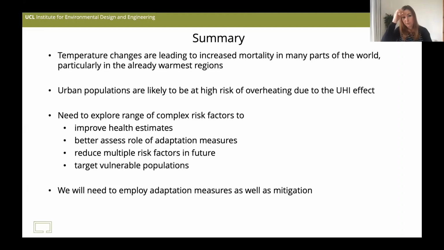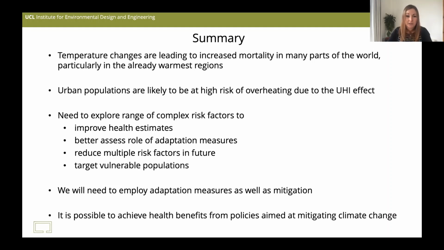We're going to need to employ adaptation measures as well as mitigation measures in terms of climate change, because we're already locked into a certain amount of temperature rises in the future, and we're already seeing changes in temperature at current day levels. However, it's possible that we can achieve health benefits from policies aimed at mitigating climate change.